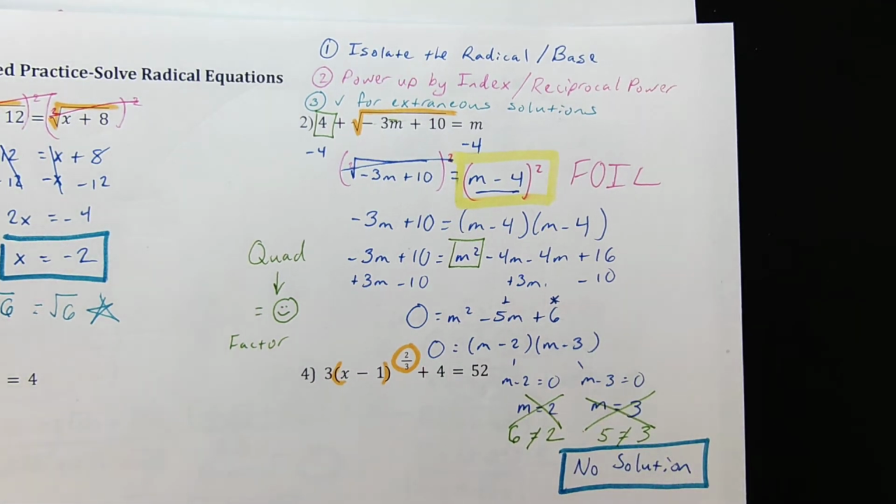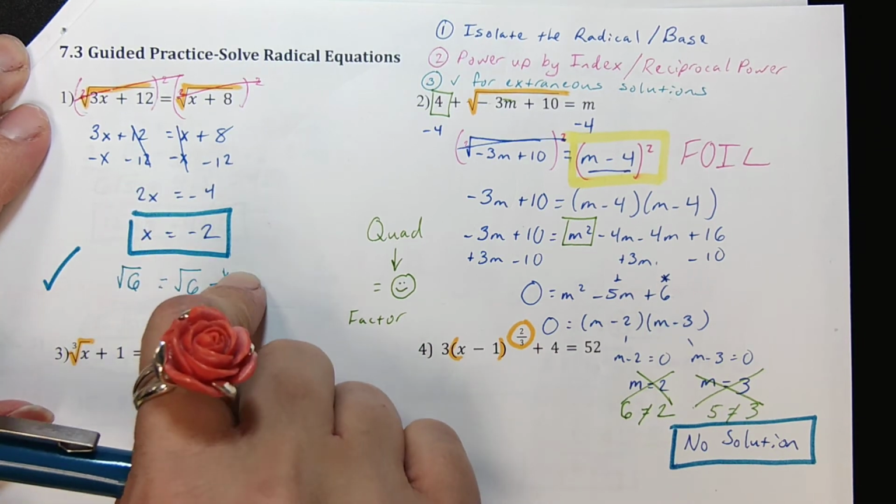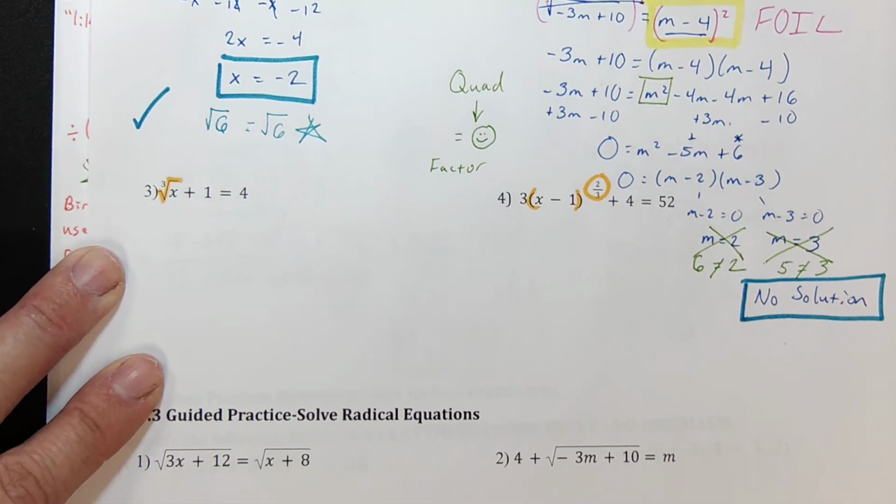So if both, or if this one had just ended up being extraneous, if none of the potential solutions work, then it ends up being no solution for the problem. So folks, moving on down to this one.